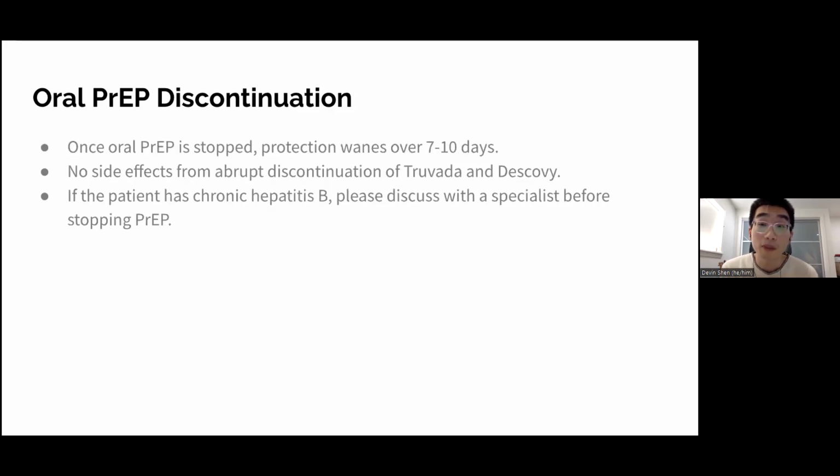Once PrEP is stopped, protection wanes over 7 to 10 days. There are no side effects from abrupt discontinuation of Truvada and Descovy. However, if a patient has chronic Hep B, ideally they discuss with a specialist before stopping PrEP, because withdrawing tenofovir can lead to fulminant Hep B reactivation.